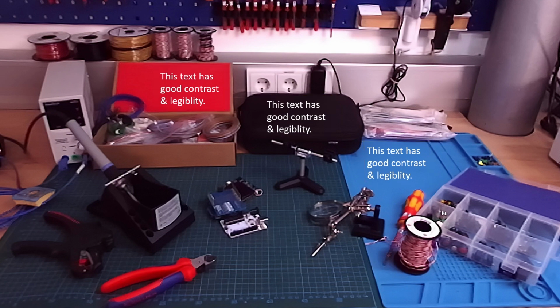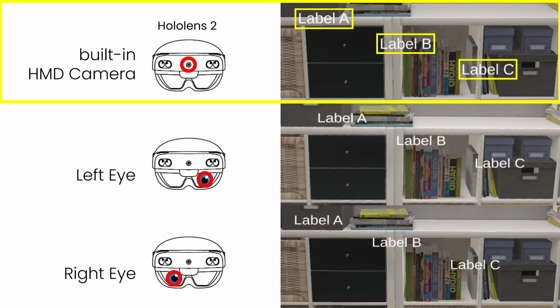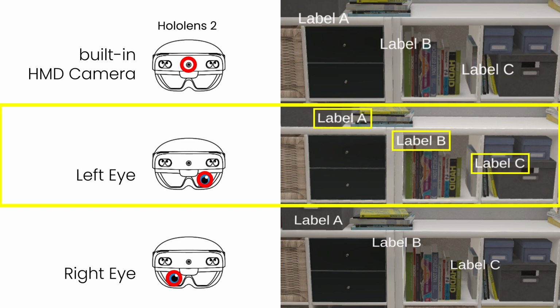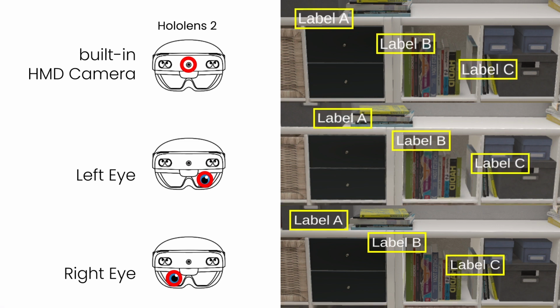However, the user's true view is unavailable. Because of this, previous work has often relied on the built-in HMD camera when making placement decisions. For example, consider the HoloLens 2. There are noticeable offsets between the built-in camera, the user's left eye, and the user's right eye, and as a result, relying on the HMD camera leads to incorrect assumptions about the user's true view.